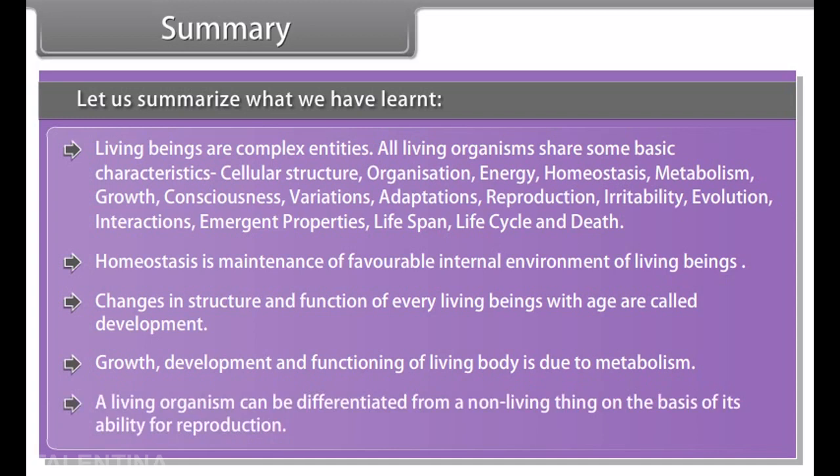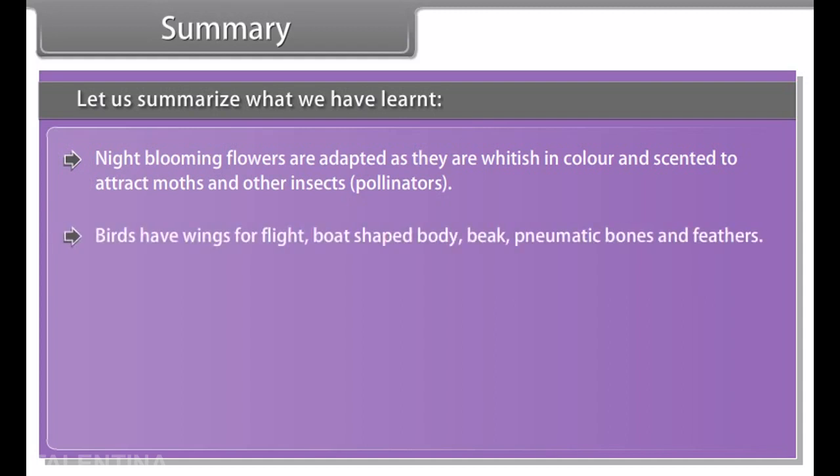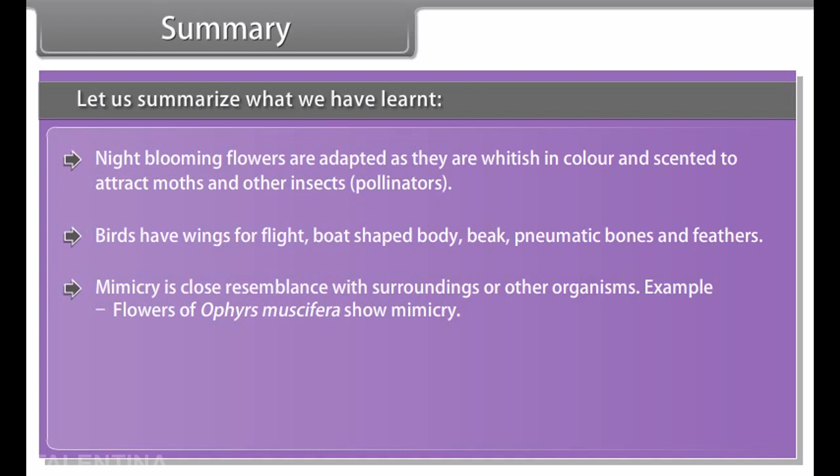A living organism can be differentiated from a non-living thing on the basis of its ability for reproduction. Night-blooming flowers are adapted as they are whitish in color and scented to attract moths and other insects, pollinators. Birds have wings for flight, boat-shaped body, beak, pneumatic bones and feathers. Mimicry is close resemblance with surroundings and other organisms. Example, flowers of Ophrys muscifera show mimicry.